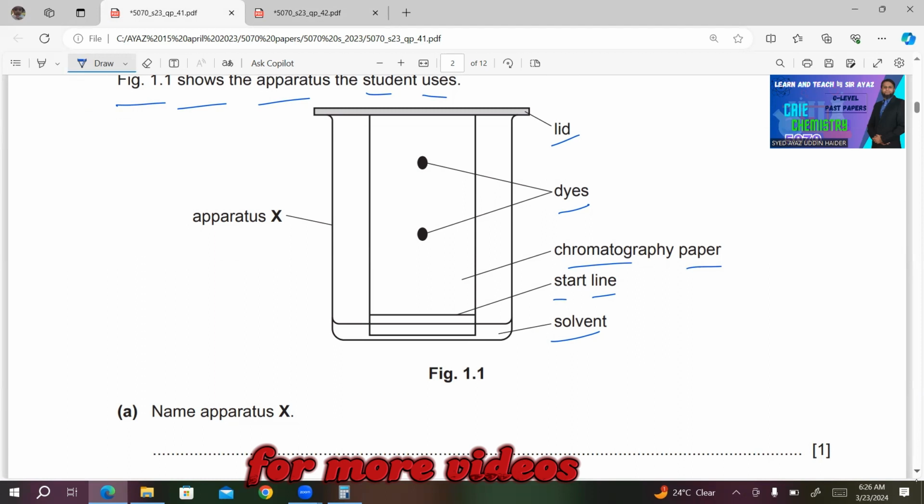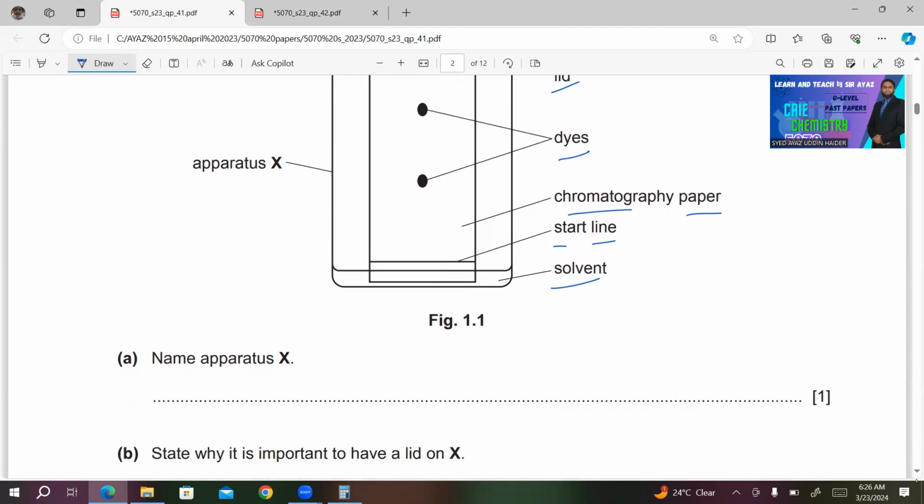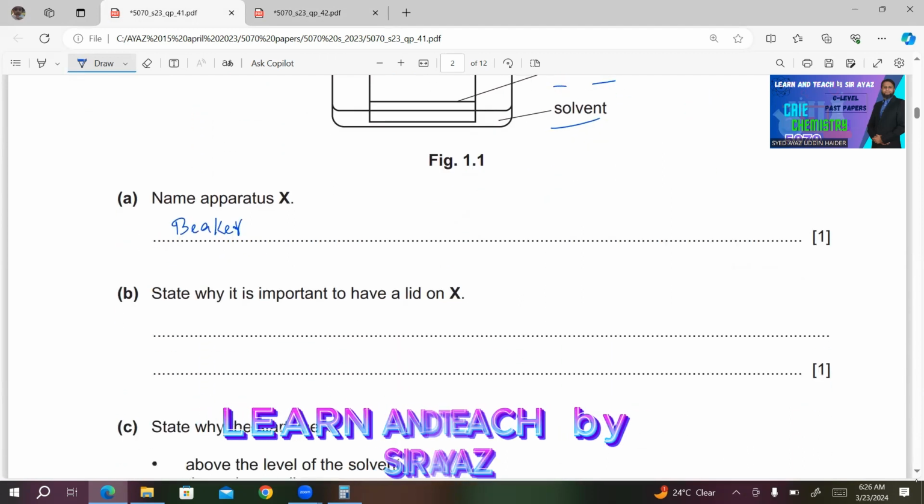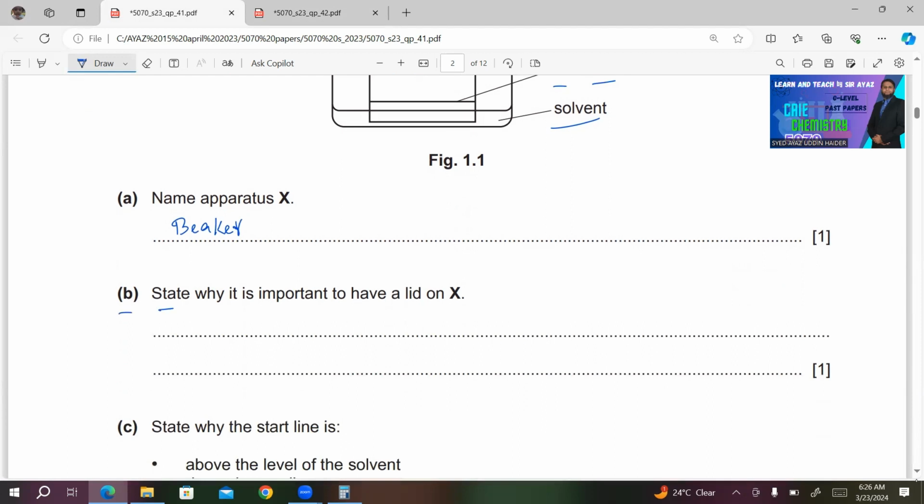Name apparatus X. It's a beaker, so you'll write beaker here. B. State why it is important to have a lid on X: to prevent the evaporation of solvent from the beaker.